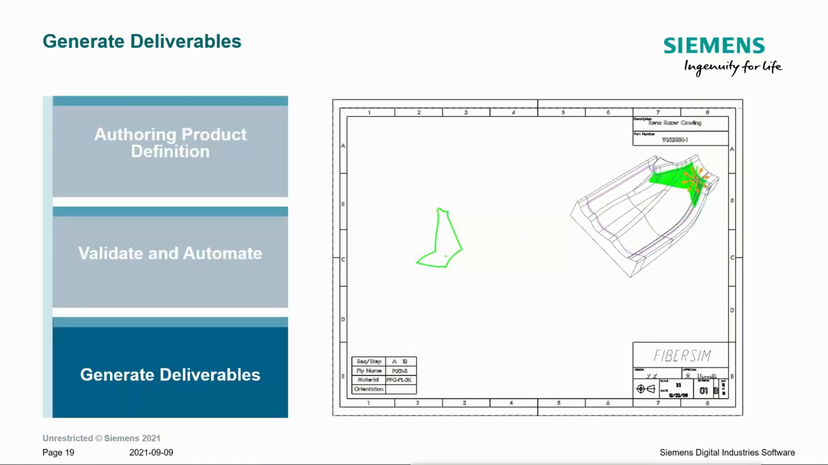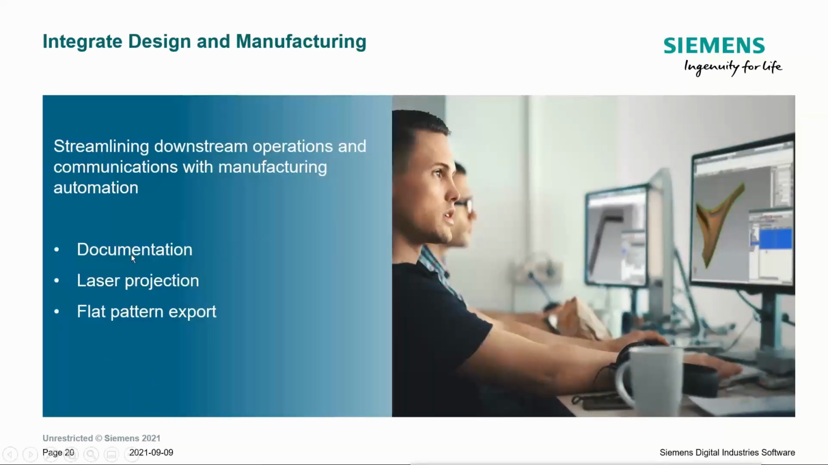So the last section of the demo here is going to be talking about deliverables and how we consume that digital twin to generate other information. And here we can see a single page of a ply book. So we're going to talk about some of the documentation. We're going to go through laser projection and look at flat pattern export.